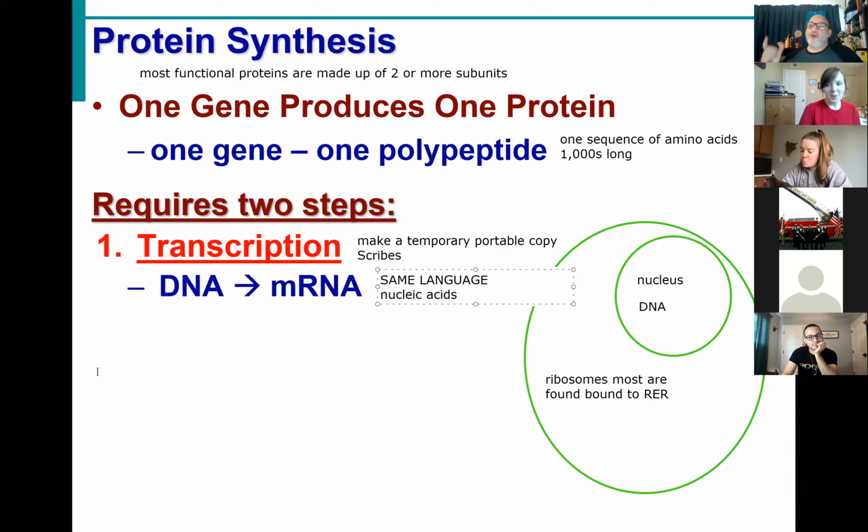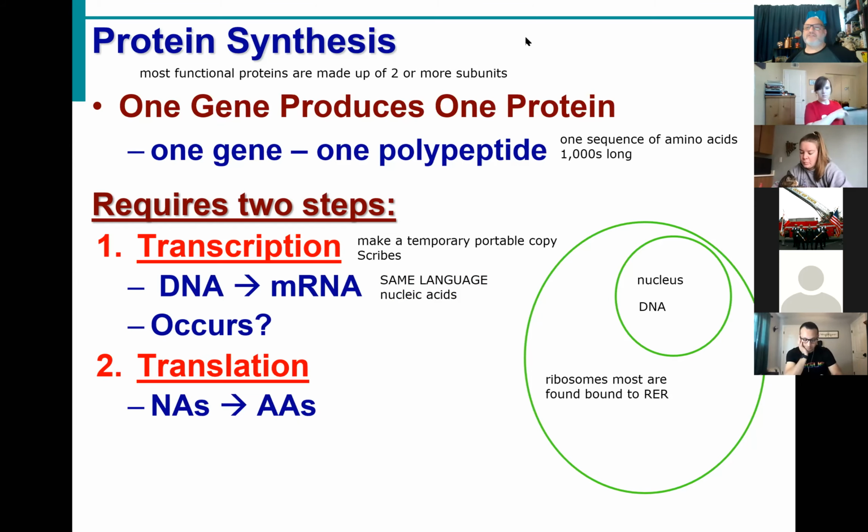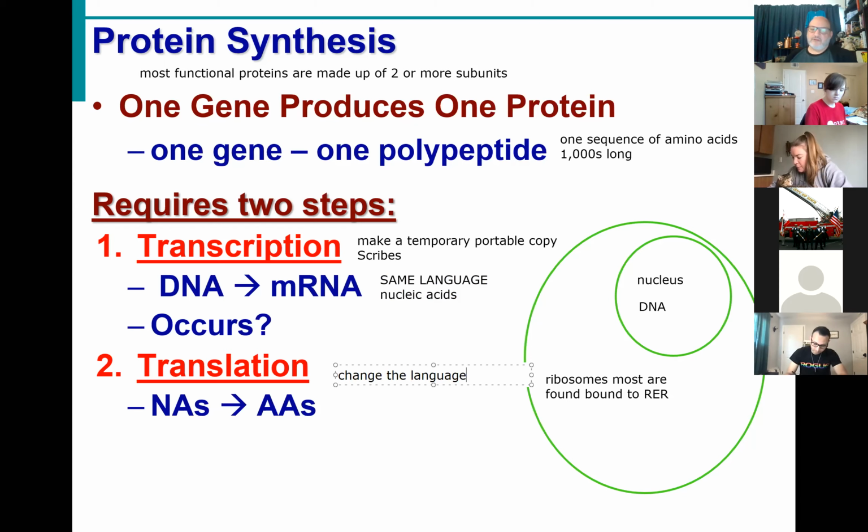But for the rest of us, we need to convert that language. We need to convert it from the language of DNA, nucleic acids, to the language of proteins. And what is the language of proteins? What are proteins made up of? Amino acids. Amino acids, exactly. And so that is step 2 in the process. Translation, where we change the language. We're going to change the language from nucleic acids to amino acids, which in and of itself is tricky.